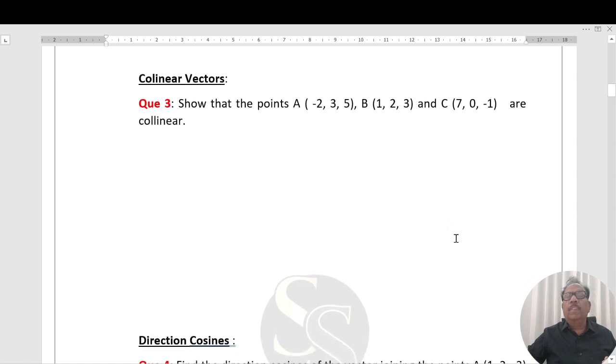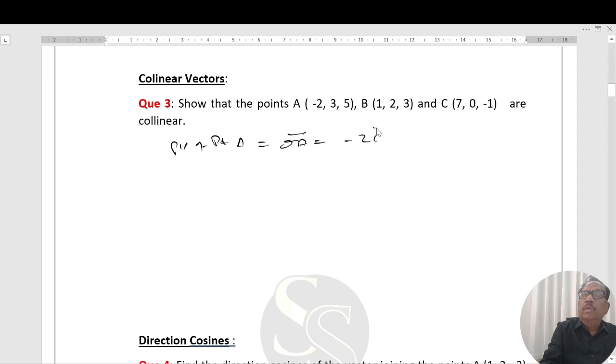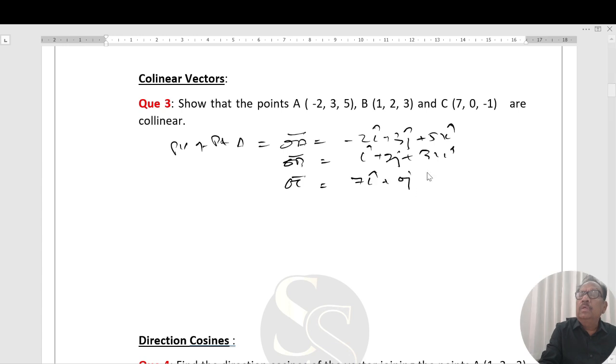Collinear vectors. Show that the points are collinear. Three points are given to you. Then find the position vector of all the points. Position vector of point A, that is OA, equals minus 2i plus 3j plus 5k. Similarly, OB is i plus 2j plus 3k. And OC is 7i plus 0j minus k. Then find AB. AB vector equals OB minus OA.